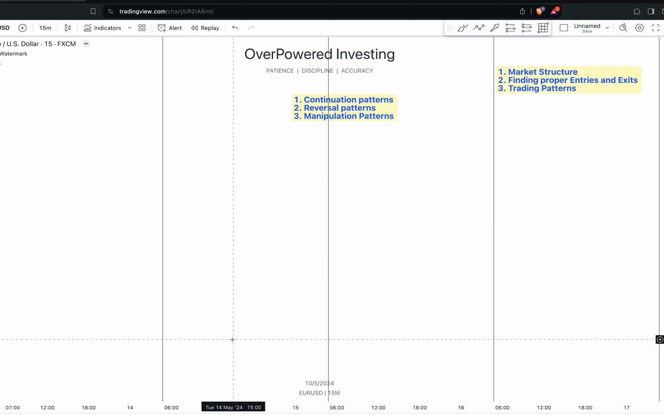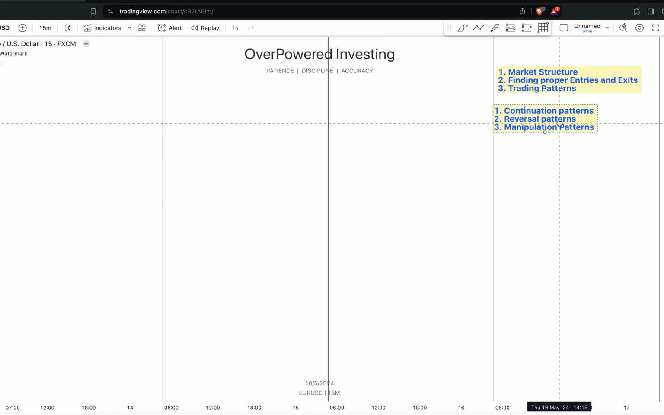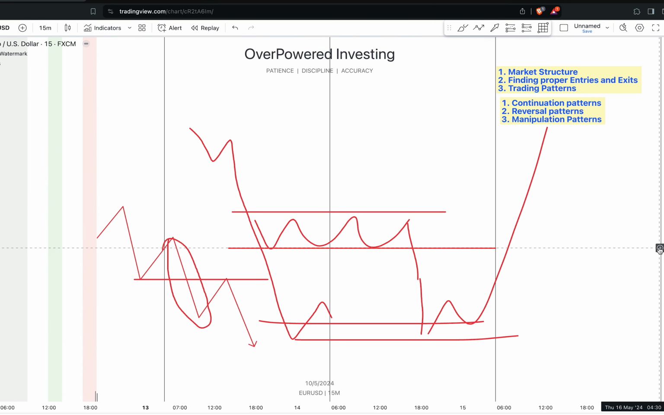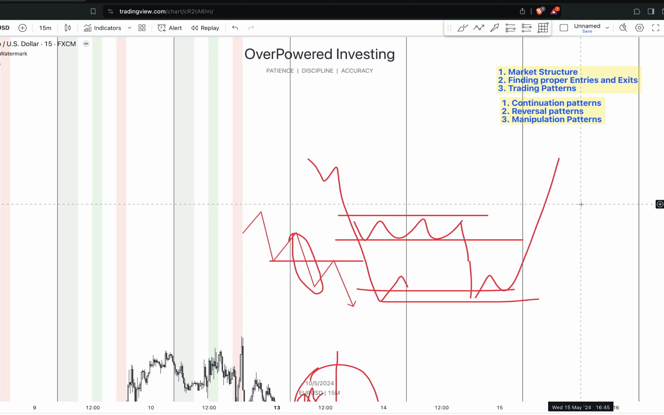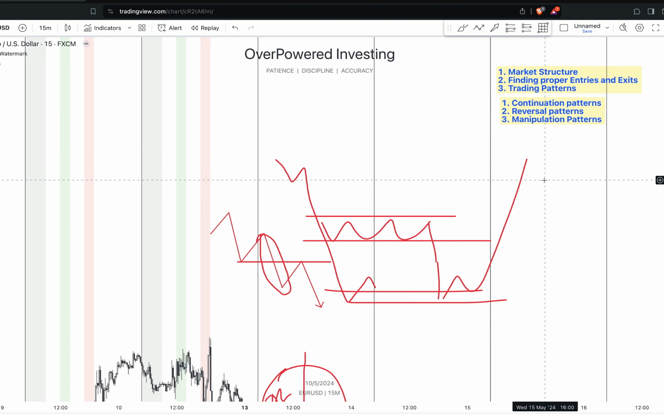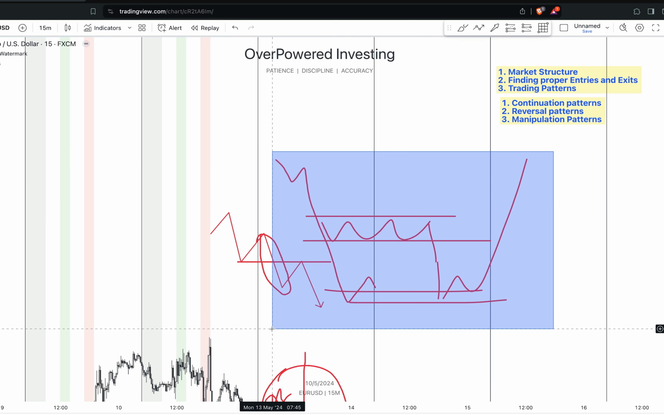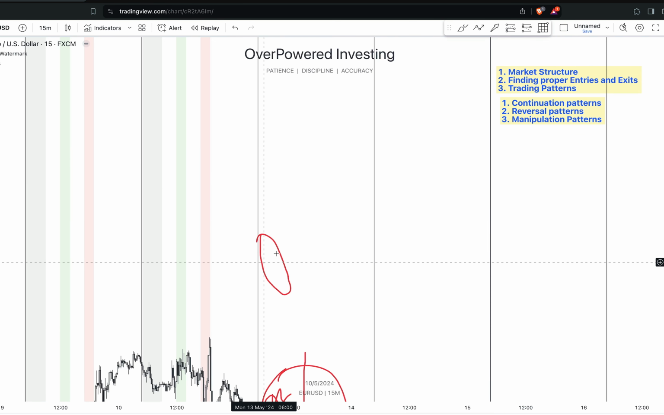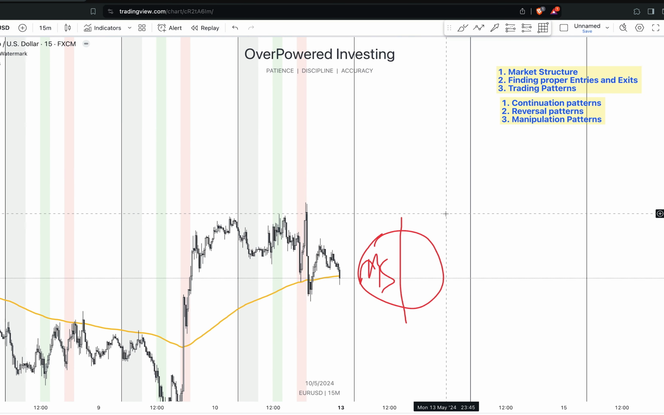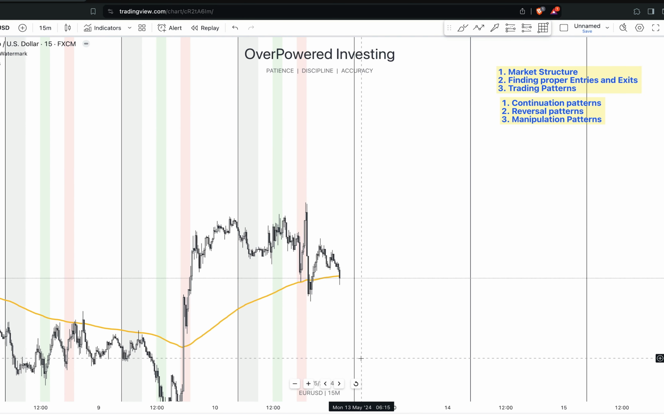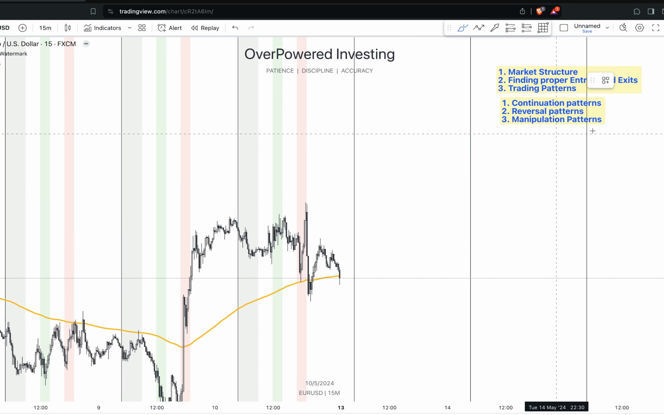If you focus on those 3 patterns, you're gonna make it with trading. I just promise you. And if you want to learn exactly what continuation patterns, what reversal patterns, what manipulation patterns, I would suggest you try out the OP investing methods. OP investing methods are simply the 4 patterns that we use on the 15-minute time frame. Those 4 patterns cover all of these 3 sections of trading patterns.